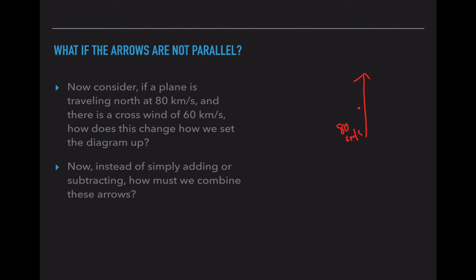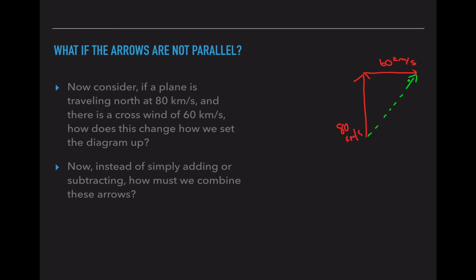Now, it doesn't tell us which direction the crosswind goes. The crosswind has to be coming in at an angle to that northward direction. We're going to use perpendicular because it makes it a little bit easier. So I'm going to add an arrow in this direction, and that's our 60 kilometer per second crosswind. So instead of simply adding or subtracting these vectors, since they're no longer in the same two directions, up and down or left and right, we actually have to find this component of its motion. We have to calculate the hypotenuse.